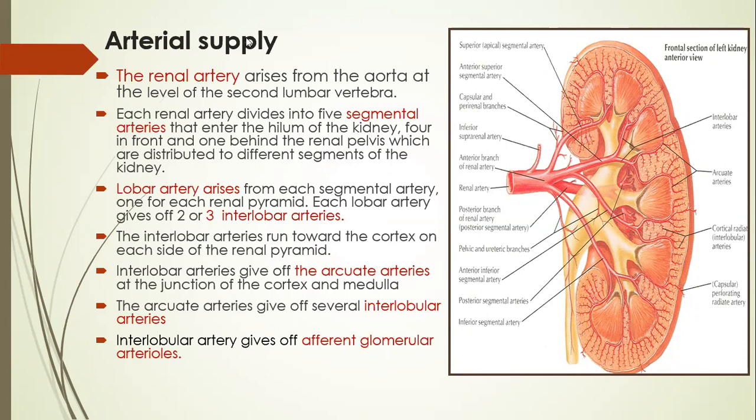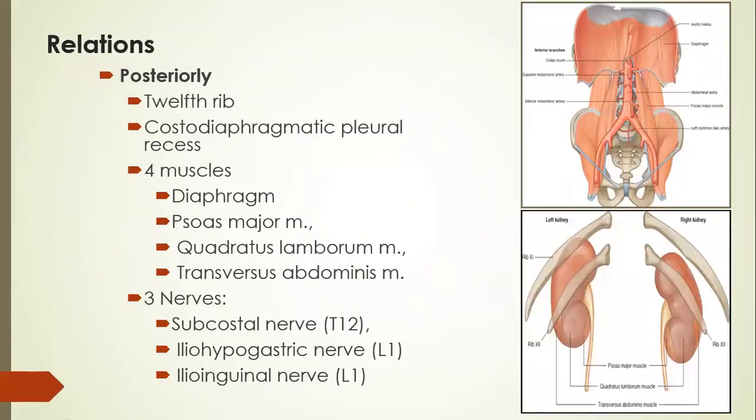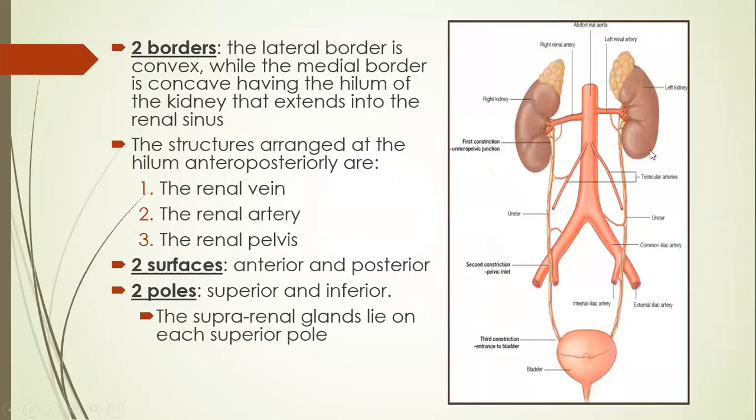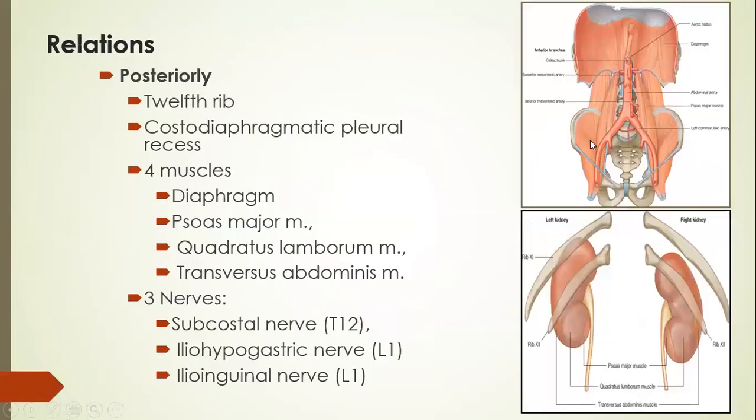Coming to the arterial supply, the blood supply of the kidney, it is supplied, as you know, by the renal artery. This is the renal artery. The renal artery arises from the aorta, as you saw in the previous pictures, if you did observe. Here we can see this is the aorta, and this will give the renal artery. So the renal artery is a branch directly from the abdominal aorta.